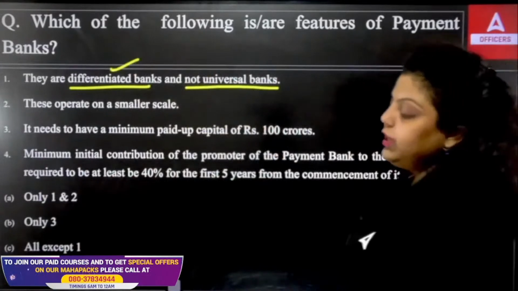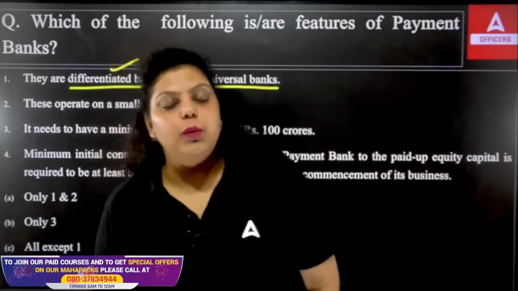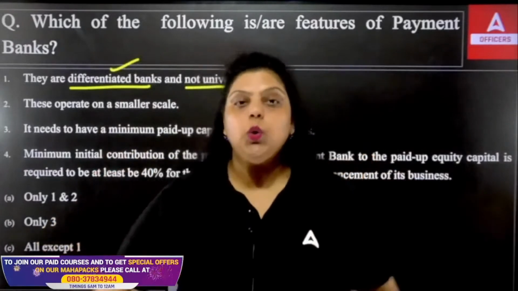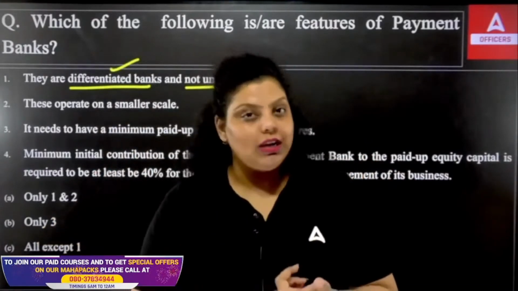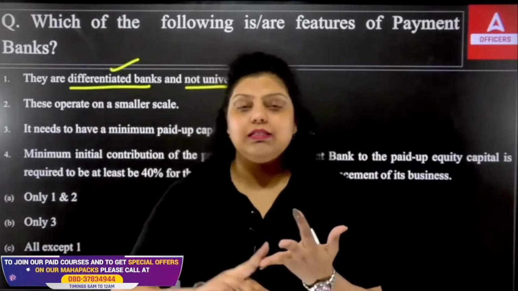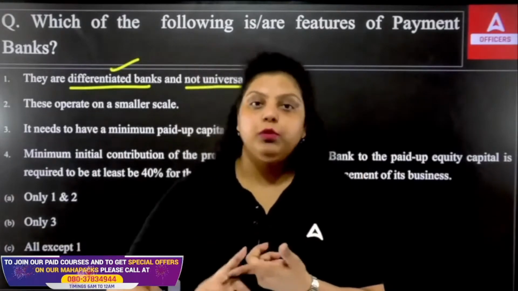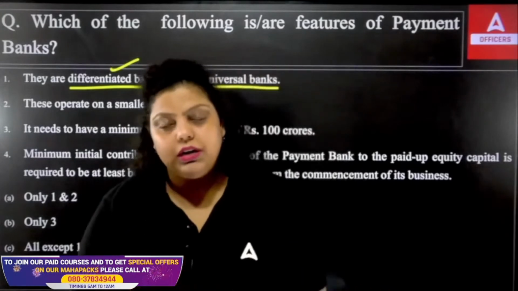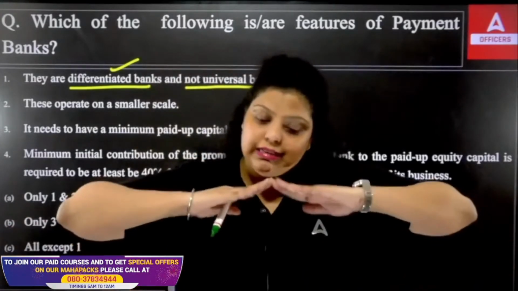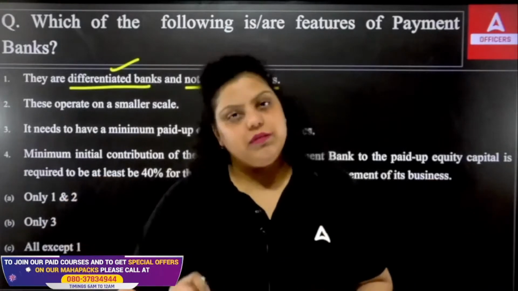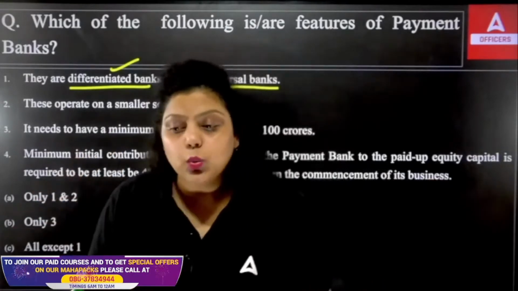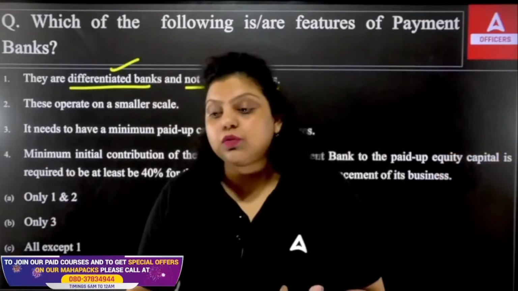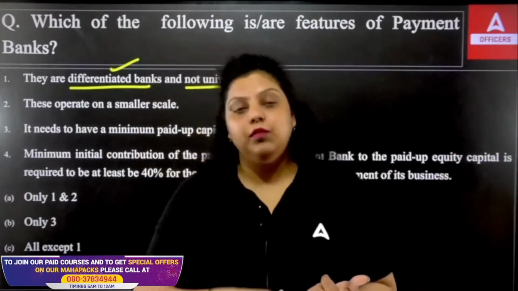Universal banks are those banks which provide all the services under one roof. When you go to the bank, deposit, withdrawal, lending, cheque clearance, demand draft, locker facility, safe custody, demat account, mutual fund, insurance, credit card, debit card, international credit card, debit card, everything is available under a single roof. That is universal banking. But a payment bank cannot work as a universal bank, because a payment bank cannot give loans to the public.